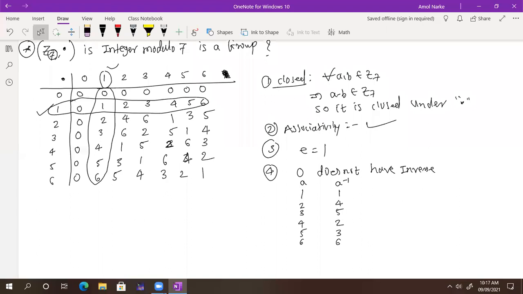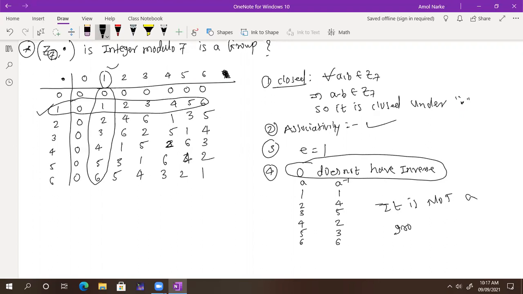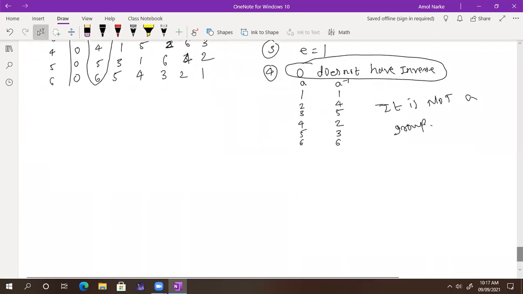Absolutely. But it is not a group still, just because of 0. All elements should have an inverse. So it is not a group. You can write down it is not a group. But what about Z7 star comma dot? Whether it is a group? Yes, it is a group. Okay, check it out. This is the homework.